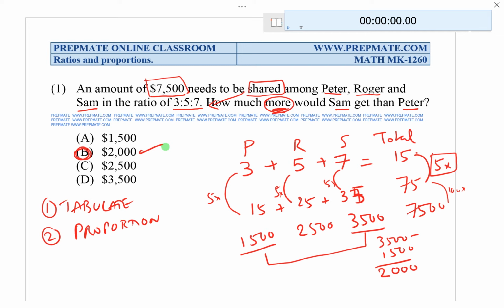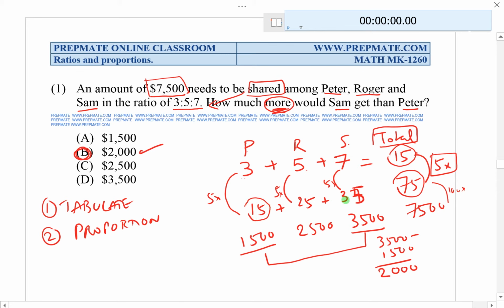Now, before we move on to the next problem, I'll repeat what we did. We solved the problem first by tabulating the information that we have, like Peter, Roger, and Sam, their ratios underneath, 3, 5, and 7. And so the first thing we did was to come up with a total. So 3 plus 5, 8, plus 7 is going to be 15. And then we tried to share 15 in the same ratio that made up 15. And so that'll be 5 times, and so everybody gets the money in the same ratio of, let's say, 3 times 5, and so on and so forth.